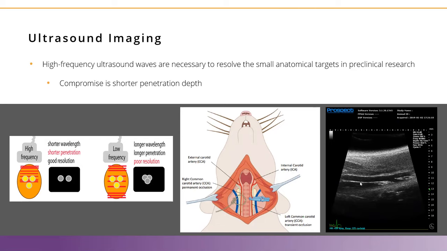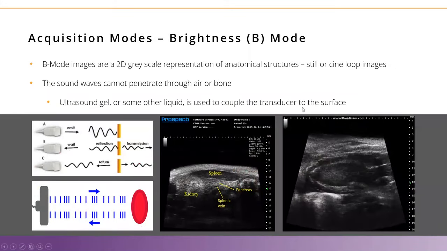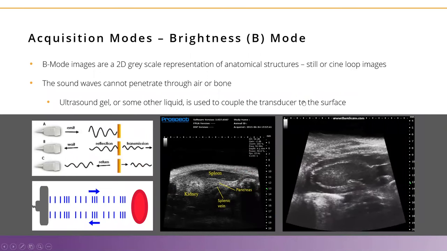So this is where high frequency comes into play with small animals because of the small anatomical targets that we're looking at. So let's move now to acquisition modes. The first one that everyone talks about and everyone generally starts with is B mode or brightness mode. And this is simply a 2-dimensional grayscale image, which is going to represent the anatomical structures.